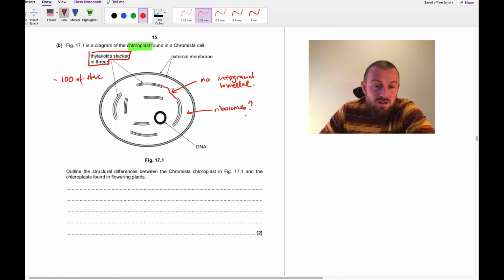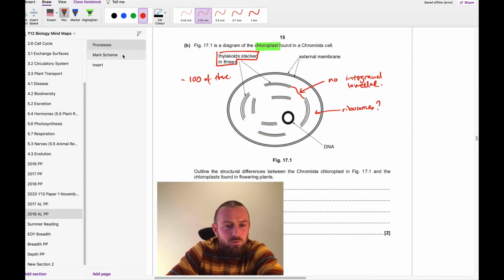I don't know. It's difficult to see here. I've only got those 2 points. Oh, it's only worth 2 points, so that's probably fine. I was looking for a third. What does the mark scheme say?